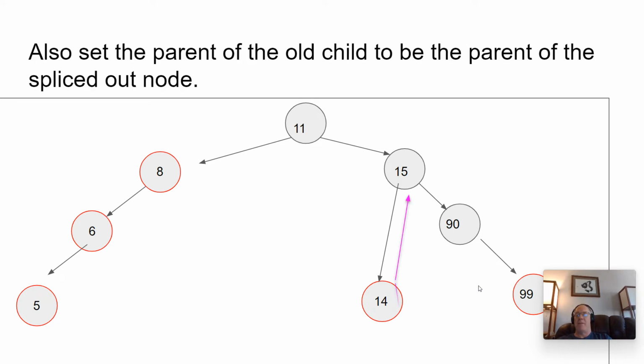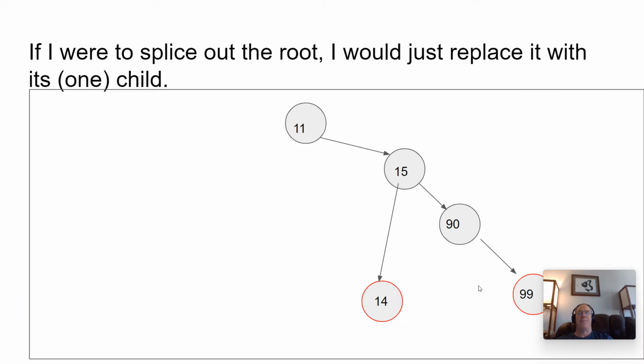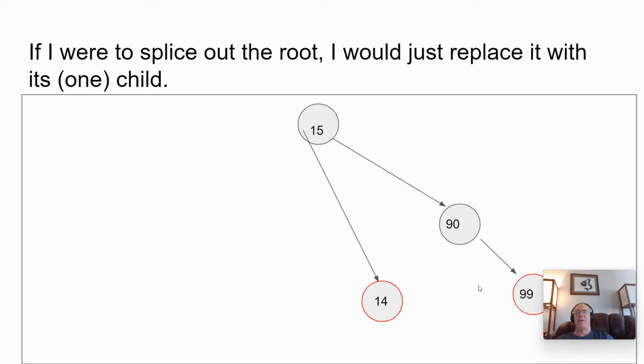We do need to have the parent of the former child of the deleted node, or spliced out node, be reset to be the node that was the parent of the node that was spliced out. And this completes the splice out method. Now, if I splice out the root, I would just replace it with the child. So the 15 just moves over there. And that's all I have to do there.